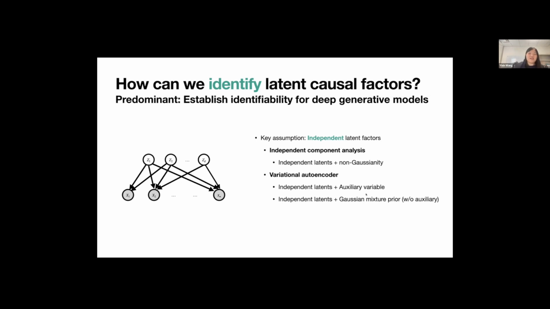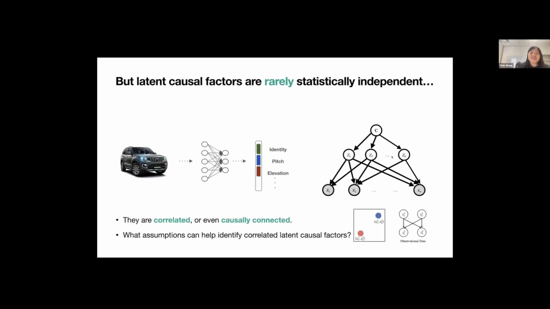Importantly, this is different from what we understand as independently controllable factors, where we were talking about how changing the pitch of the car will not change the elevation of the car, and we can change the identity of the car without changing the elevation of the car, and so on. So there are different notions of independence, but there is a lot of work in the space about independent latent factors. But in the examples we consider, most of the latent factors are not statistically independent. Even though we want them to be independently controllable, they could be correlated because they share some unobserved common cause. They can be correlated, or even, like in the Ball's example I gave, they can be causally connected. It does not make sense to talk about them as independent.